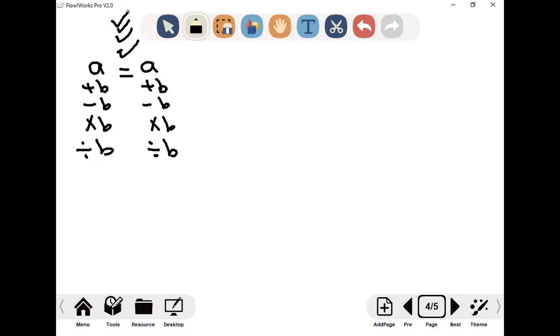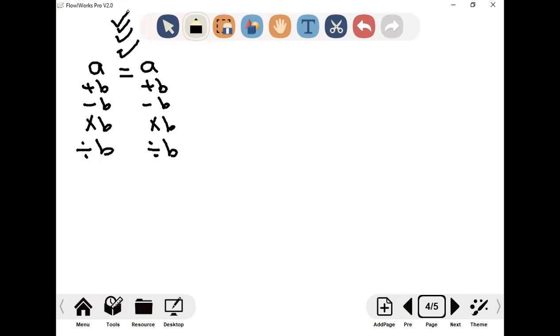They did the same thing in both sides, right? Okay. Go to multiplication. If A equal B, then AC means what? Equal B multiply C. If I multiply with the same number in both sides, the equal still, right? We call it the equality, right?